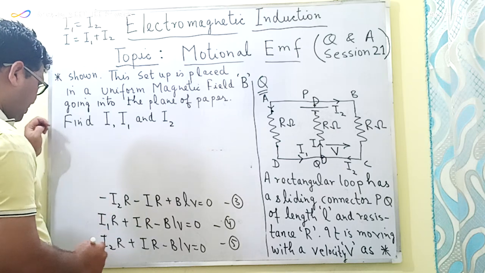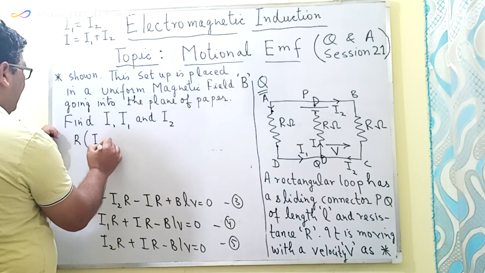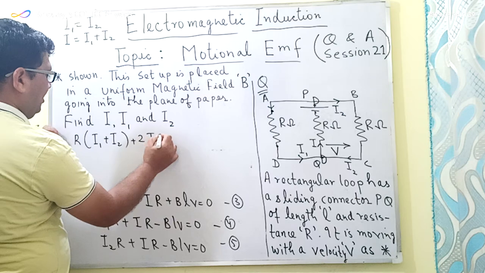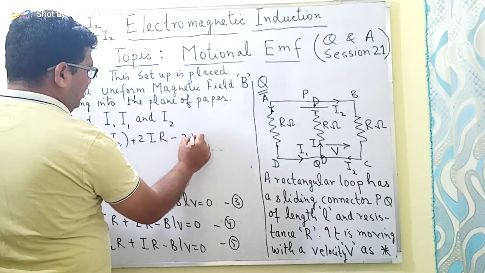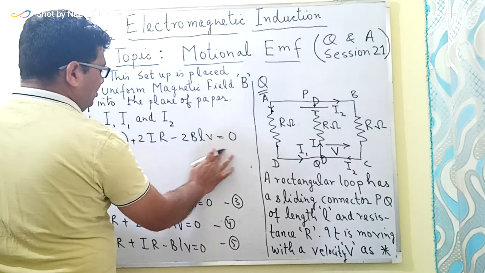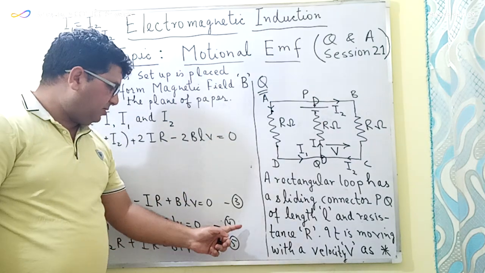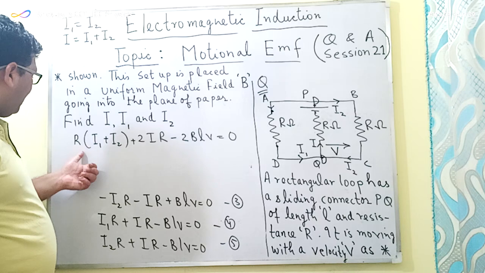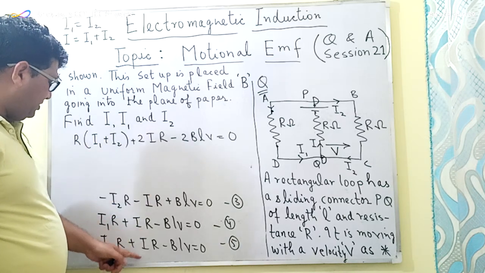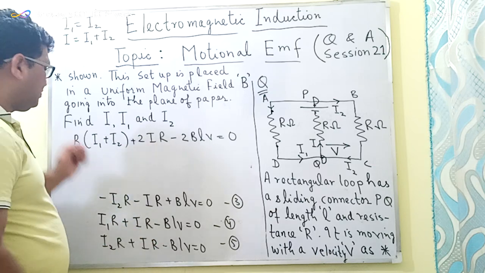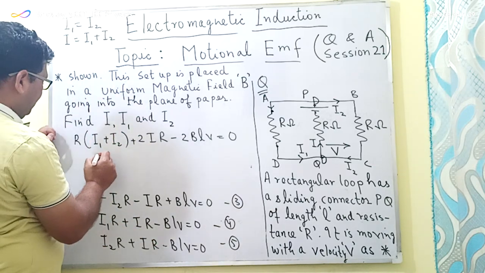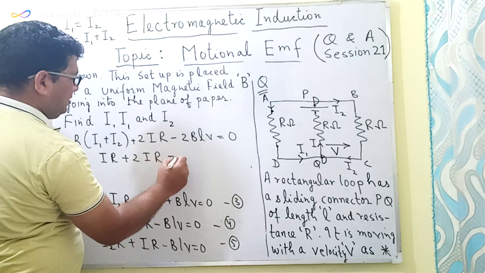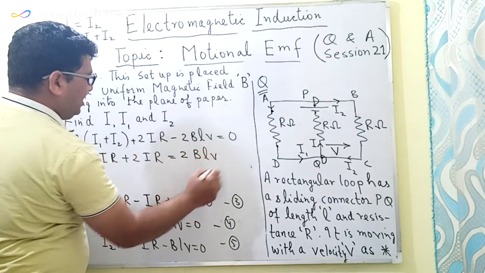I will be getting the value as R times (I1 plus I2) plus 2IR minus 2 times BLV equal to 0. This is the equation which I have got after adding equations 4 and 5. Here I1R plus I2R can be written as R, the common factor, times I1 plus I2, plus 2IR, equal to 2 times BLV. Now I1 plus I2 here is equal to I. So IR plus 2IR is equal to 2 BLV.